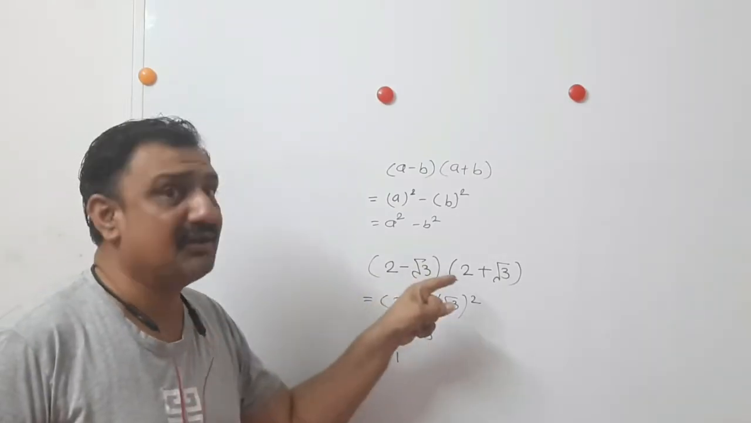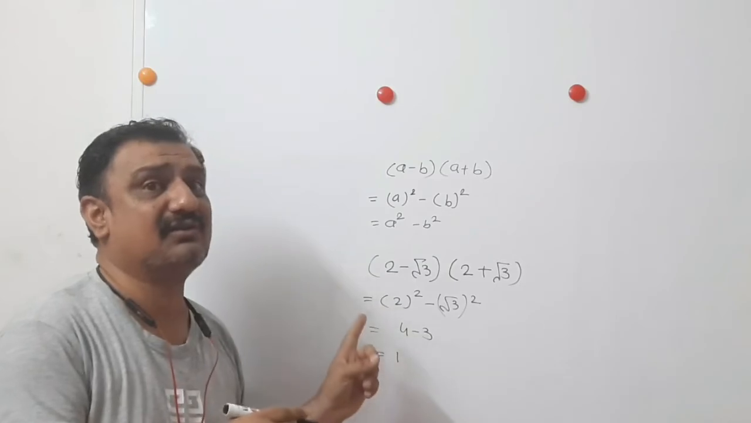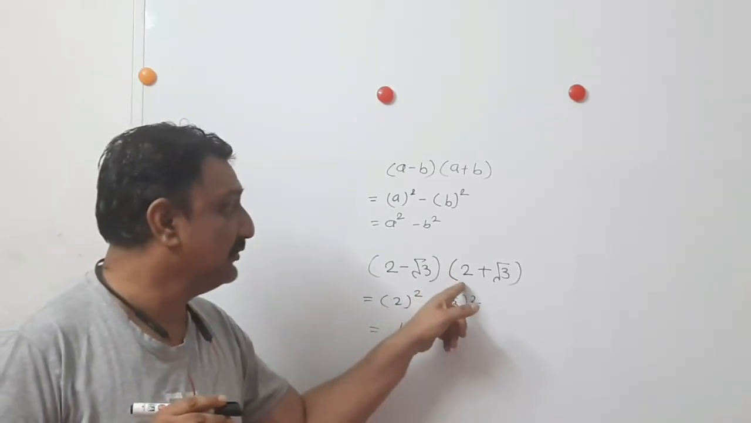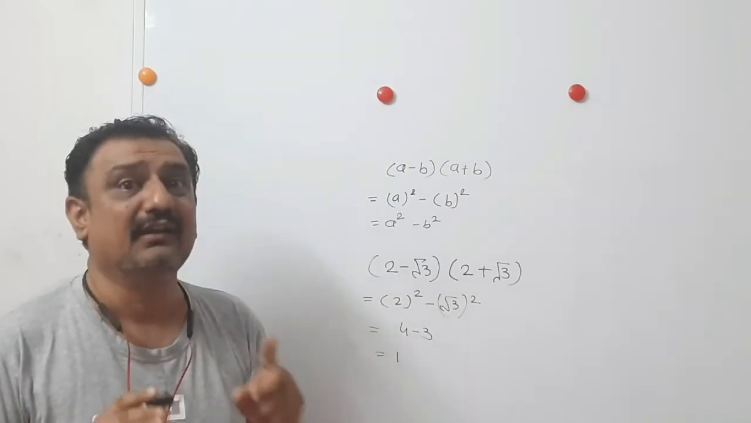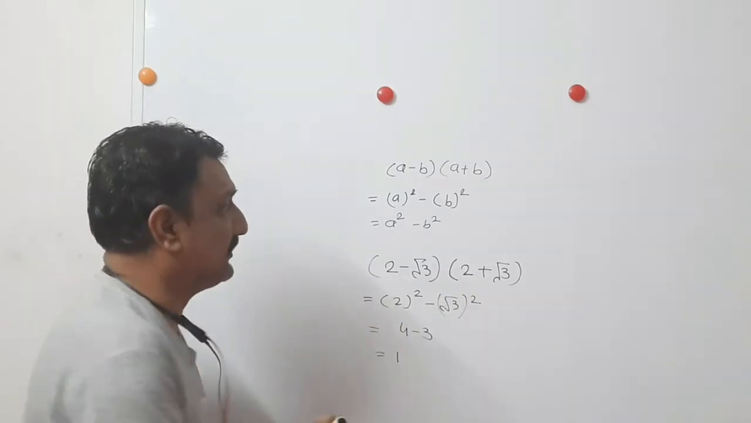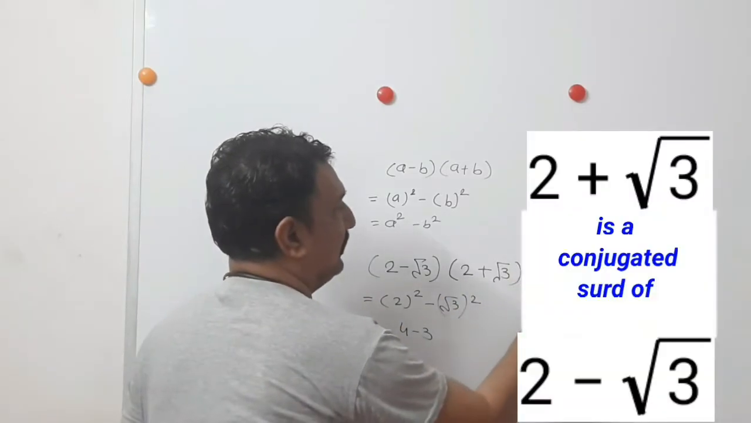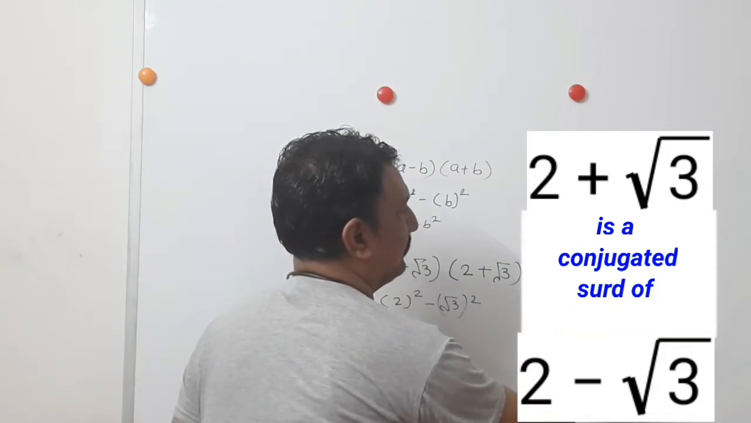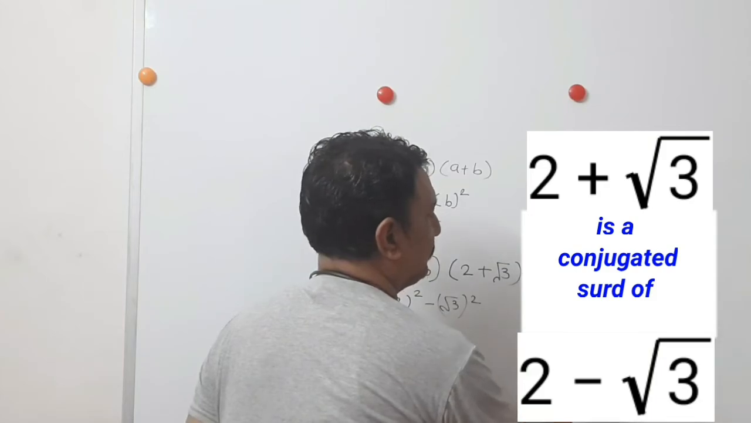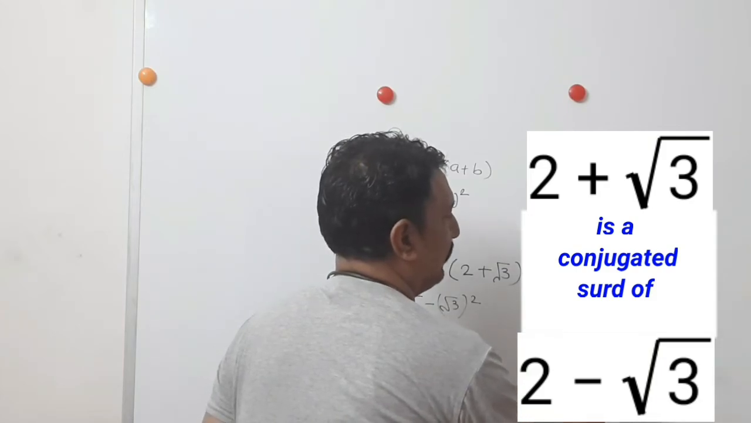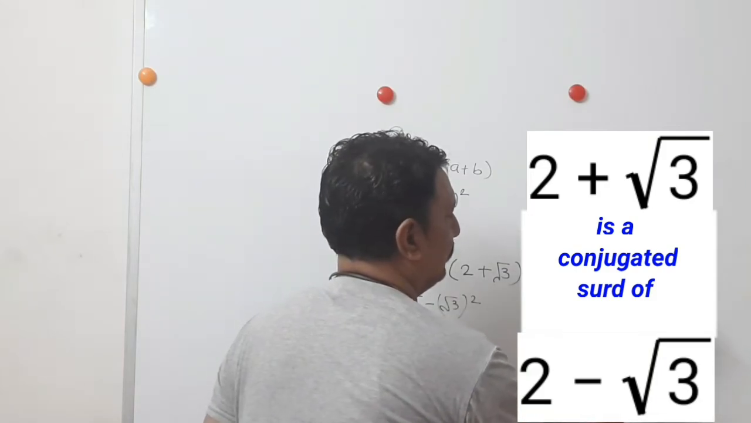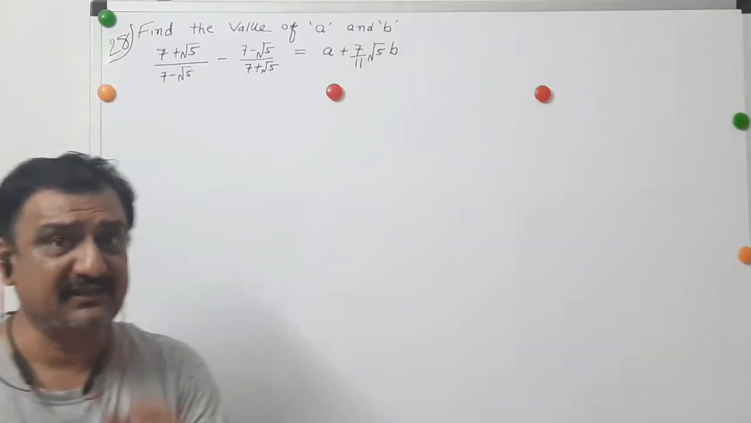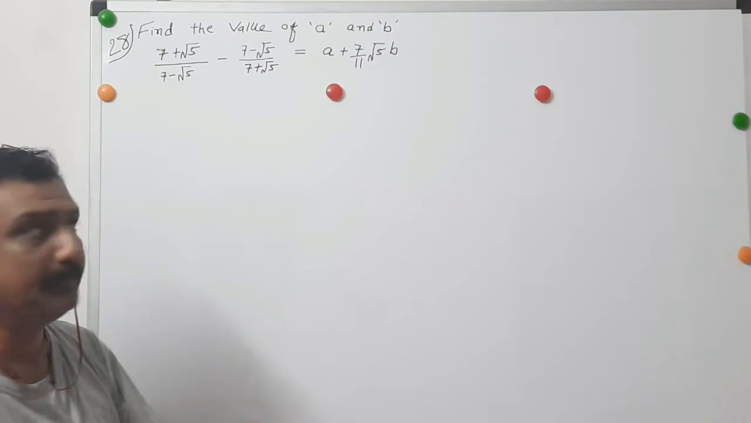So the new surd which I multiply with the given surd to get a rationalized value, the new surd 2 plus root 3, is called the conjugate surd of 2 minus root 3. Okay, then see sum number 28.